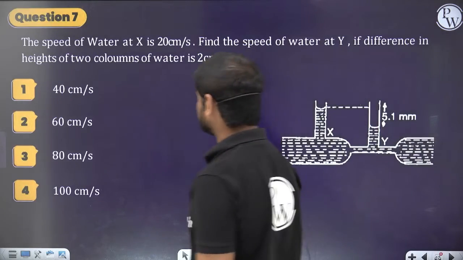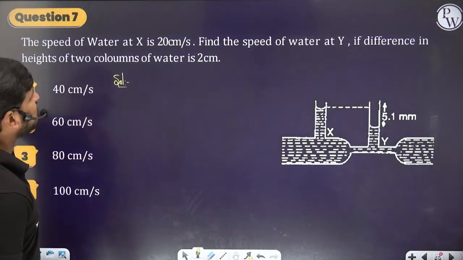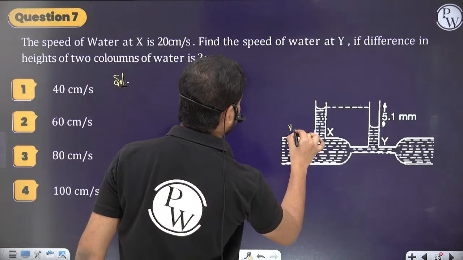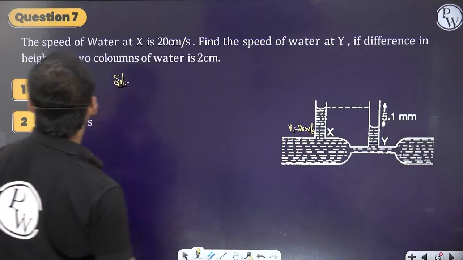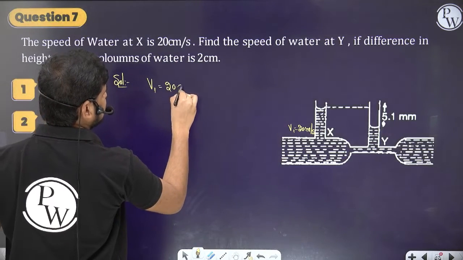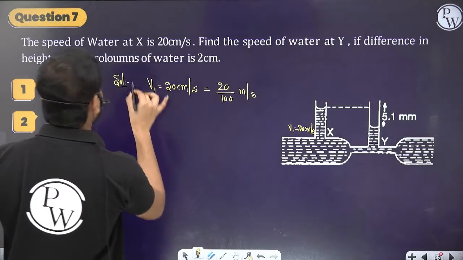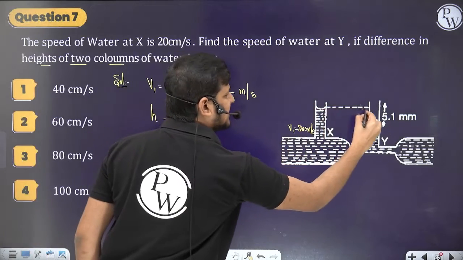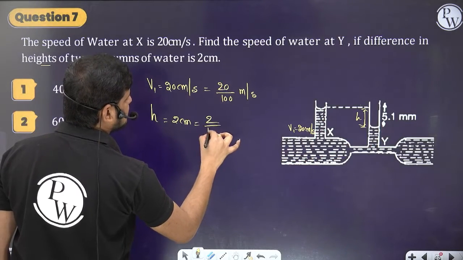So let's take a simple question. Try to solve this question on your own, everyone. The speed of water at x is 20 centimeter per second. Let the velocity at point x be v1, which is 20 centimeter per second. Find the speed of water at y. They already gave the difference in height of the two columns. So v1 is 20 centimeter per second, which I can write as 20 by 100 meter per second. The height difference is 2 centimeters, which is again 2 by 100 meters.